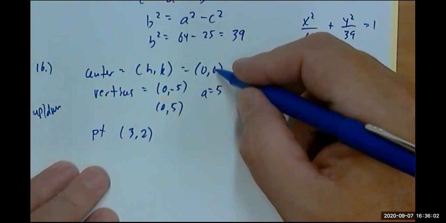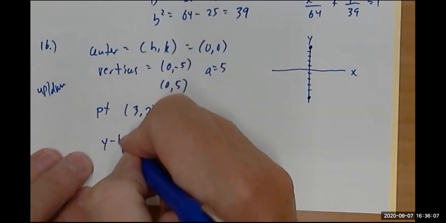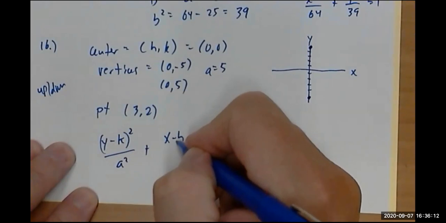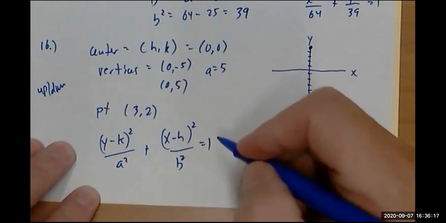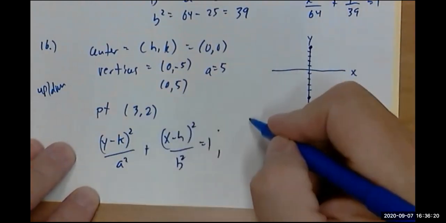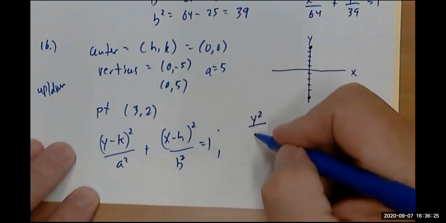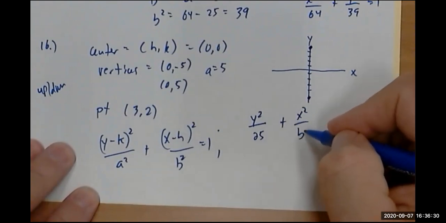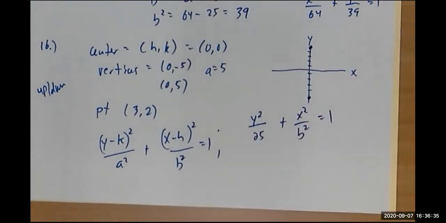I know the center. The equation for an up or down ellipse is going to be y minus k squared over a squared plus x minus h squared over b squared equals 1. So if I fill in what I know, since h, k is 0, 0, a is 5, y squared over 25 plus x squared over b squared. So I need to figure out what b is equal to, and then I can add the equation.